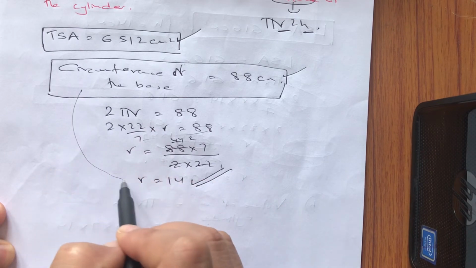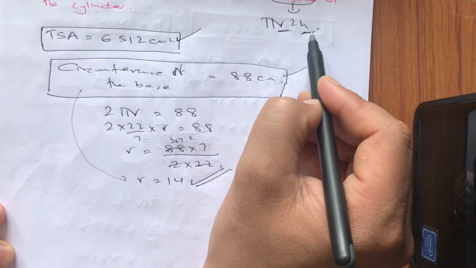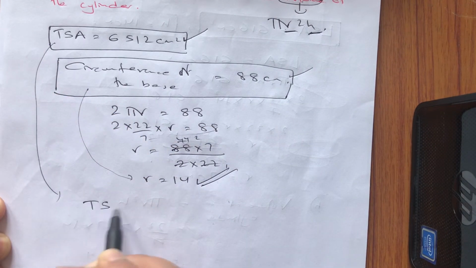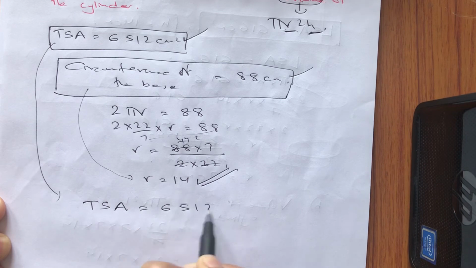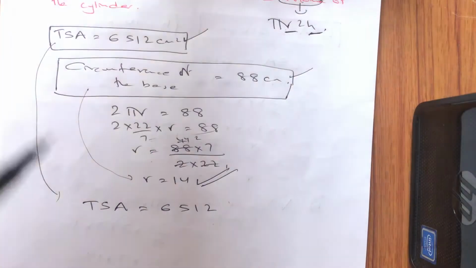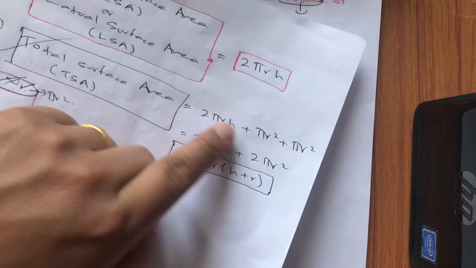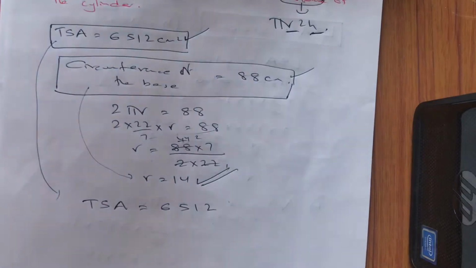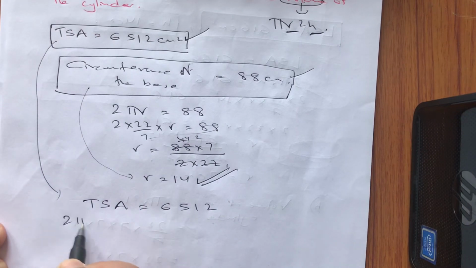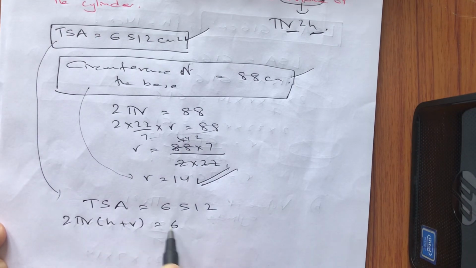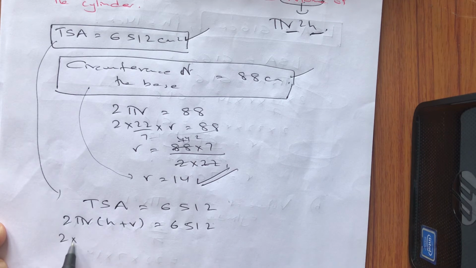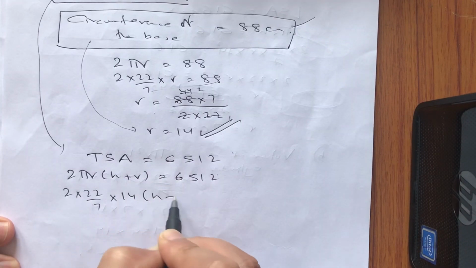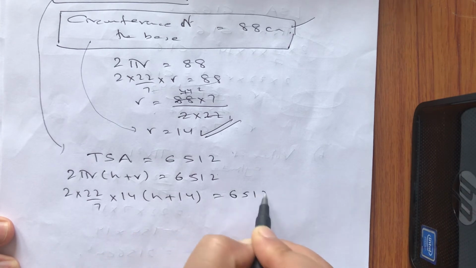From the circumference I got my r, but I need my h also. So how do I get my h? We'll take the help of TSA. It says TSA is equal to 6512. But what is the formula of TSA? We don't have to write all the steps. We can just write TSA directly as 2 pi r (h plus r). So 2 pi r (h plus r) is equal to 6512. Then 2 into 22 by 7 into r, just now we got it as 14, we substitute 14 and we get (h plus 14) is equal to 6512.